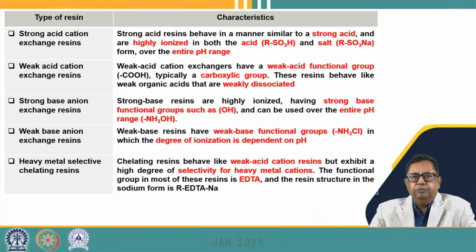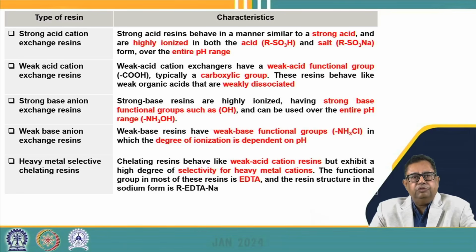So these two forms can be there for strong acid cation exchange resins, and as the name suggests, they are mainly used for exchanging the cations which are present in the water or wastewater. Similarly, we can also have weak acid cation exchange resins where the weak acid functional group, that is the carboxylic acid group, is present, and they are weakly ionized. So this means that they can work in a very short range of pH, and generally in the acidic pH they will not work as they will not ionize.